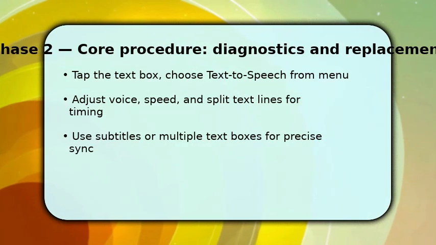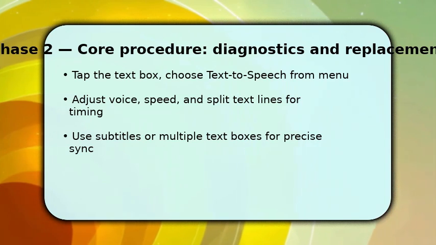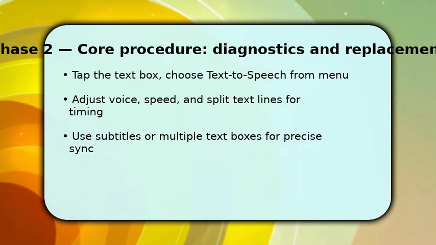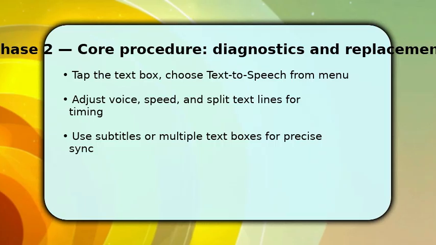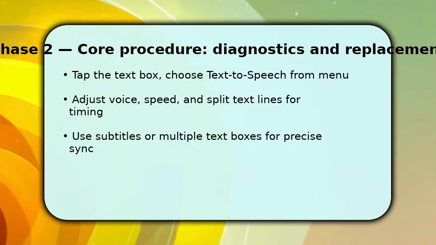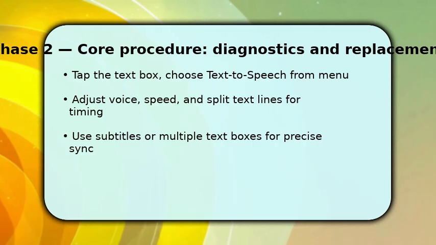Now select the voice and tweak timing. Tap the text box and choose text-to-speech from the menu. Pick a voice that fits your tone. Once chosen, adjust speed settings to slow or speed up delivery so it matches on-screen action.